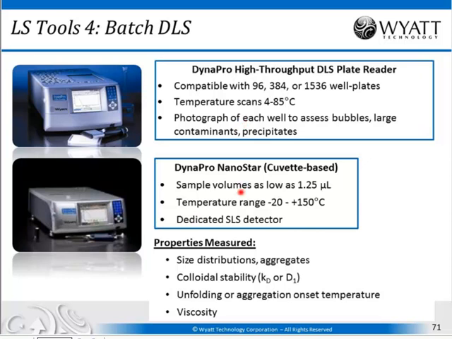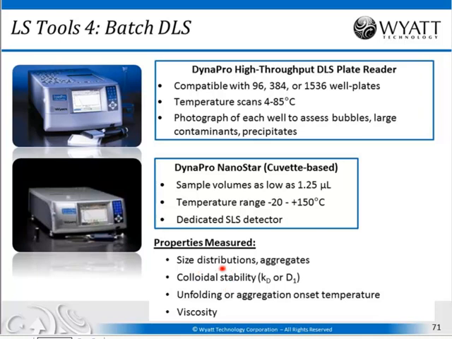measurements. Another option is a cuvette-based instrument, which obviously is not high throughput, but it does allow you to use very small sample volumes and a larger range of temperatures. And this instrument includes a dedicated static light scattering detector, so that in addition to size, you can measure molecular weight absolutely as well.